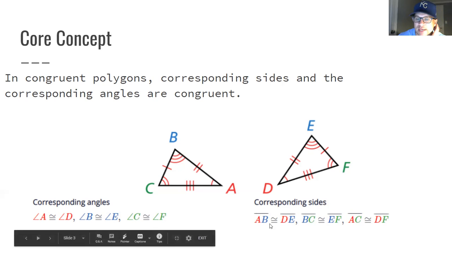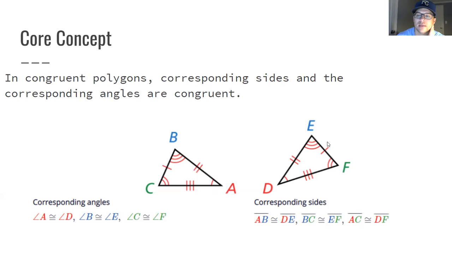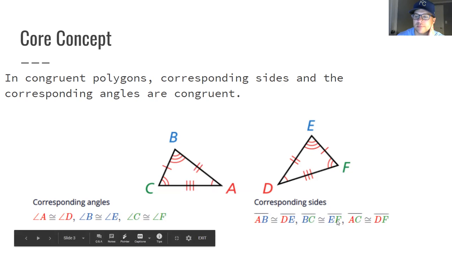It also works with sides based on how many markings are on each side. So CB right here has one, EF has one, so that's why right here we have BC and EF. Using the reflexive property, you can rewrite those in a different order. So anything that has the same markings, those are going to be considered corresponding to each other.